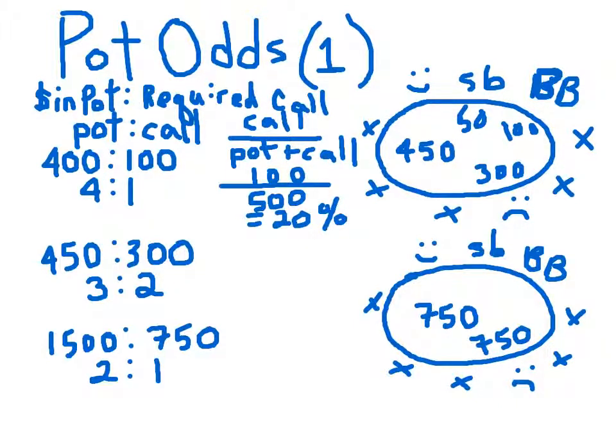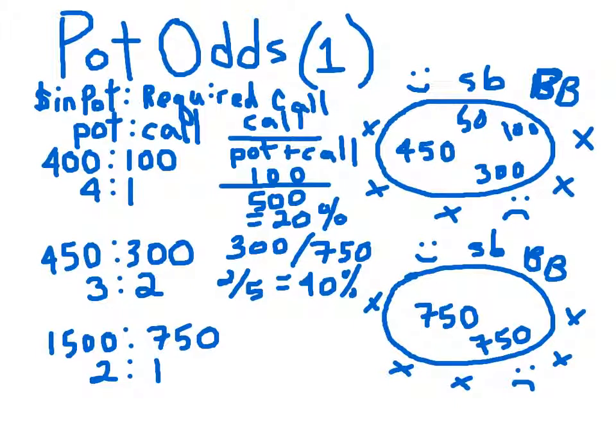In our hand example pre-flop, it's 300 divided by 750. If we simplify that, it's 2 over 5, or 40%. In the same hand on the flop, it's 750 divided by 750 plus 1500, or 2250, which equates to about 1/3, or 33%.